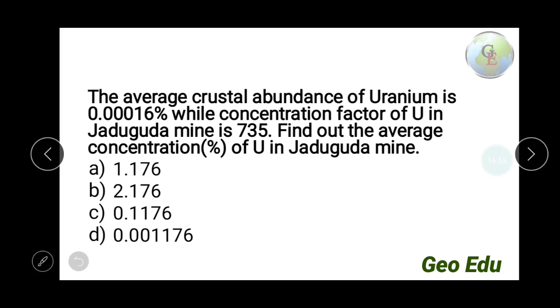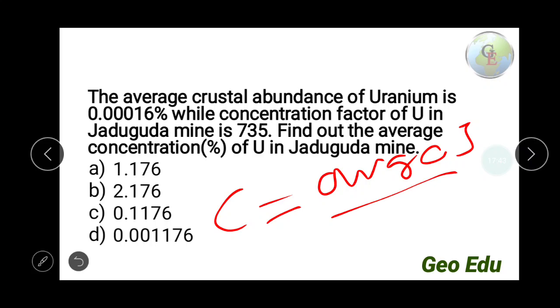Next question, the average crustal abundance of uranium is 0.00016%, and the concentration factor of uranium in Jadugoda mine is 735. Find out the average concentration of the uranium in Jadugoda mine. So this is a small numerical type of question. The formula will be concentration factor is equal to economic concentration, that is, the average concentration of uranium in Jadugoda divided by the average crustal concentration.